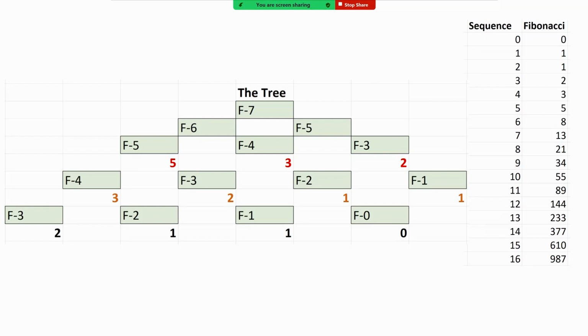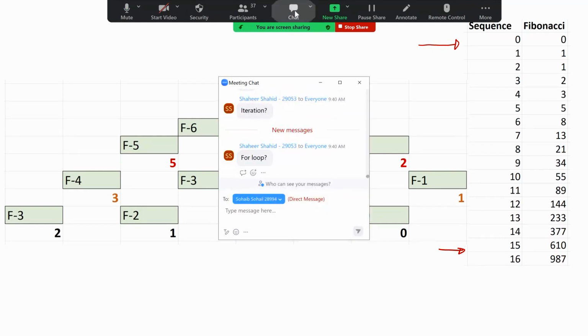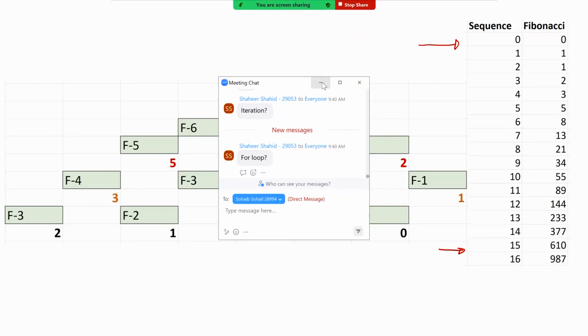So I've given you a hint here. There's a table on the right hand side of the screen, and this table has everything you need to figure out how to answer this question. So iterative, yes, but how would you go about it? You would do a for loop. Yeah, so you could do a for loop.